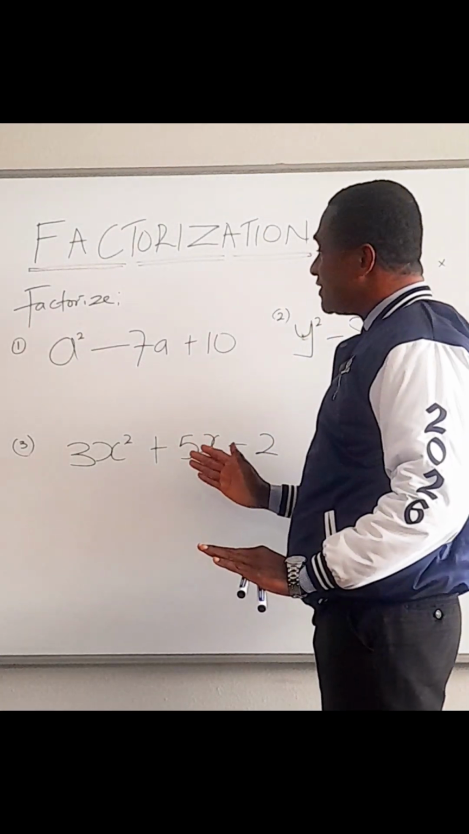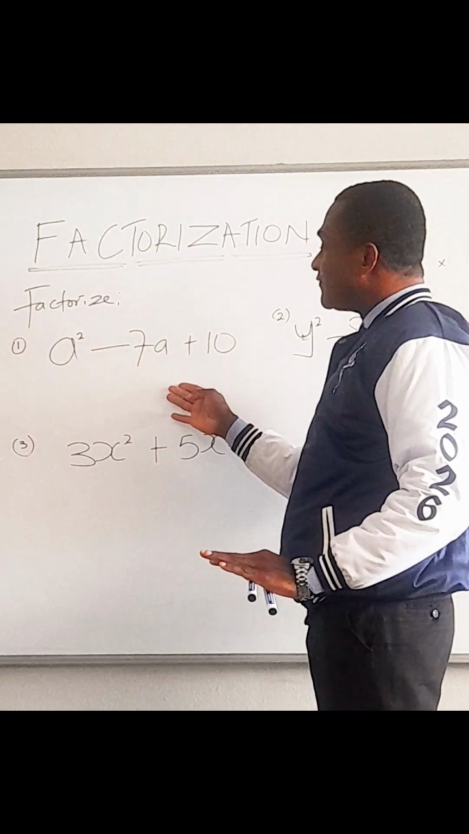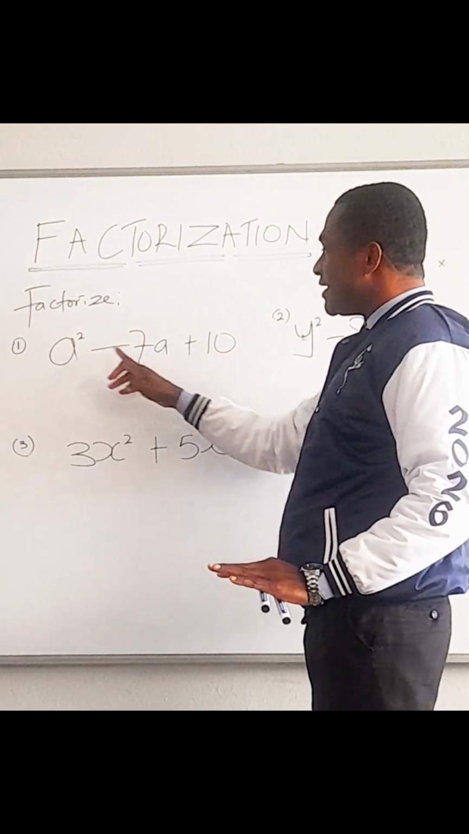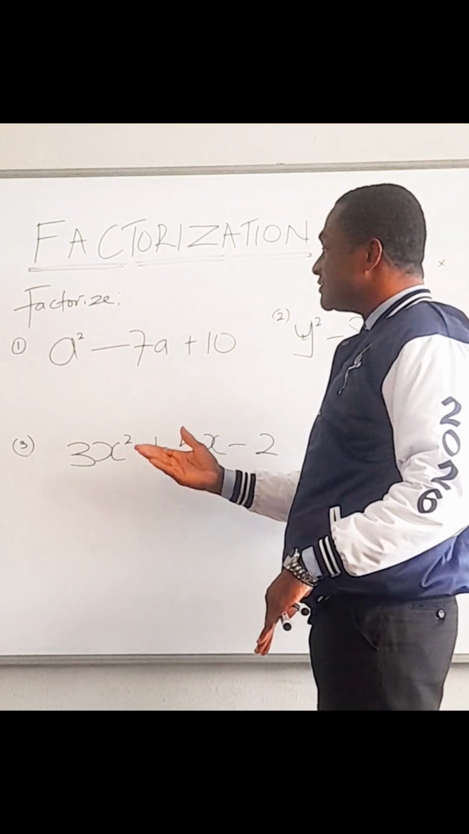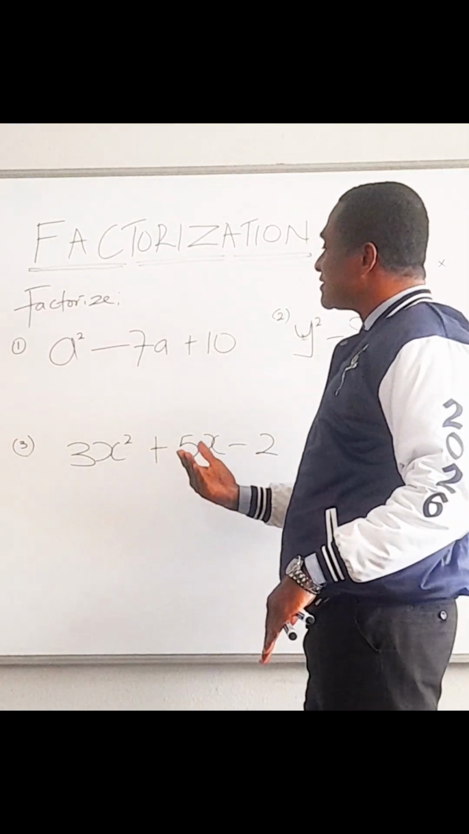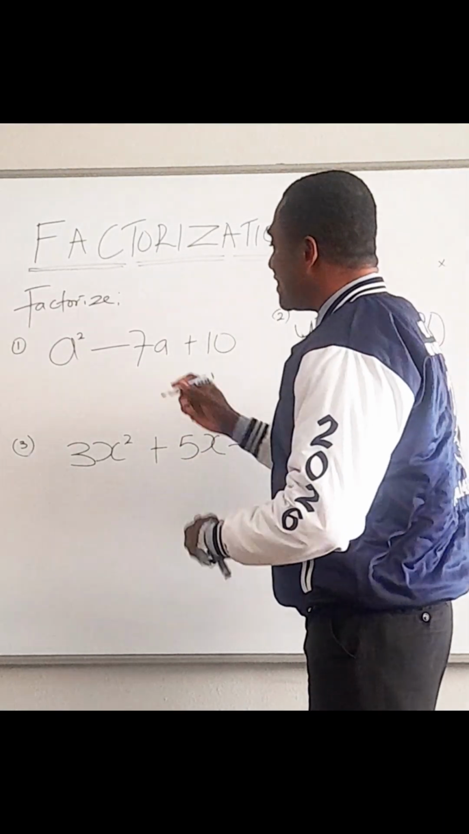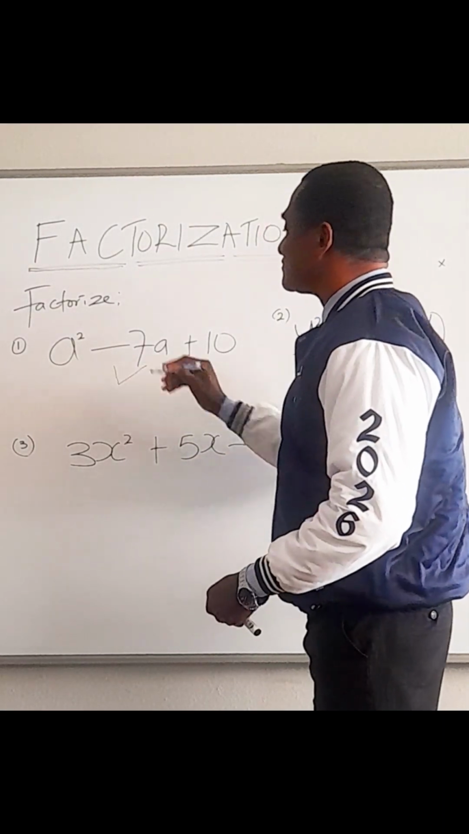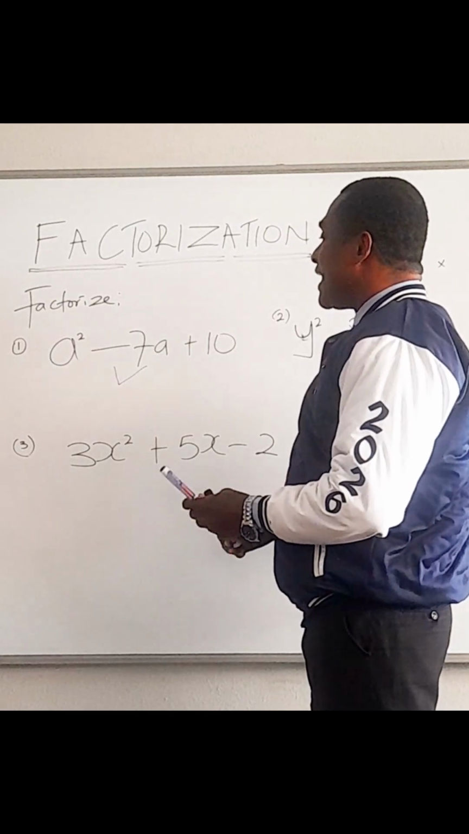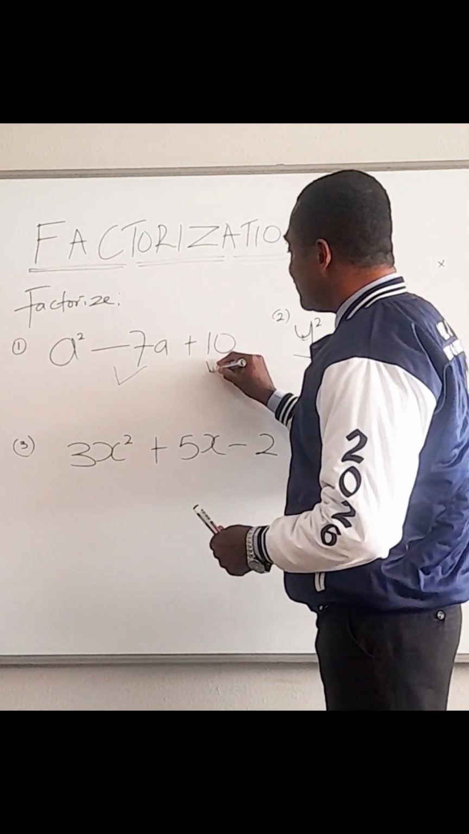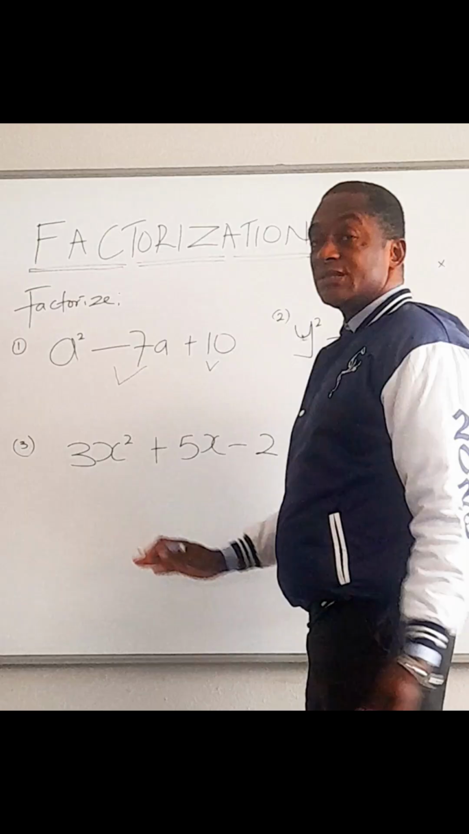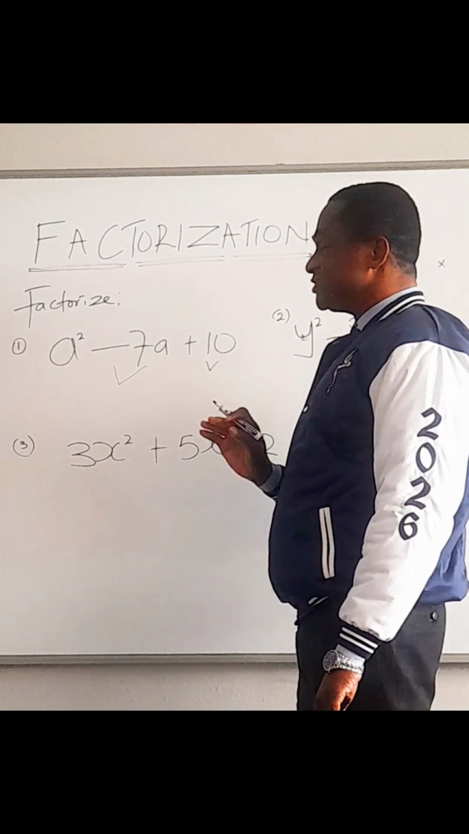So the next thing we do is check if it is a difference of two squares. No, there's a square here, there's no square here. So we go to the next. So how do we factorize this? We take the middle number, which is -7, and the last number. The focus for factorizing is based on these two.